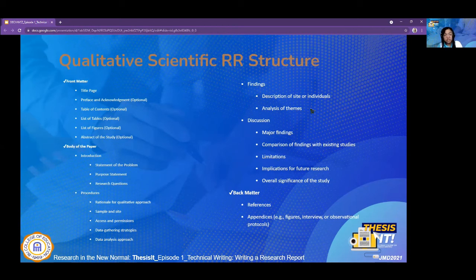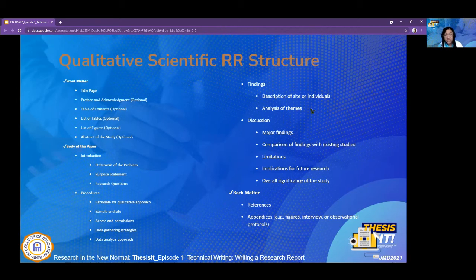You have your list of tables, list of figures, abstract of the study. In the body of the paper, you have your introduction, the statement of the problem, purpose statement, and research questions. And you also have your procedures, the rationale for qualitative approach, the sample and site, access and permissions, the same with a quantitative structure. You have your data gathering strategies.